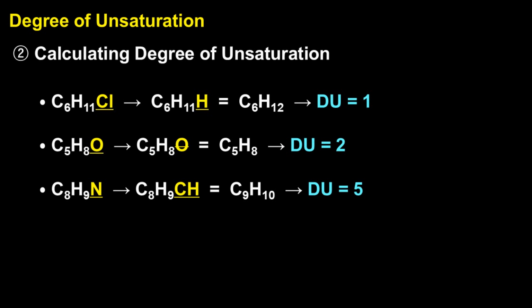Now, here's an interesting one. C8H9N. Nitrogen gets replaced with a CH unit, so we treat the molecule like C9H10. Then we plug it into the formula, 2 times 9 plus 2 minus 10, divided by 2, which gives us 5. So this molecule has a degree of unsaturation of 5, which suggests a pretty complex structure with multiple rings or pi bonds.